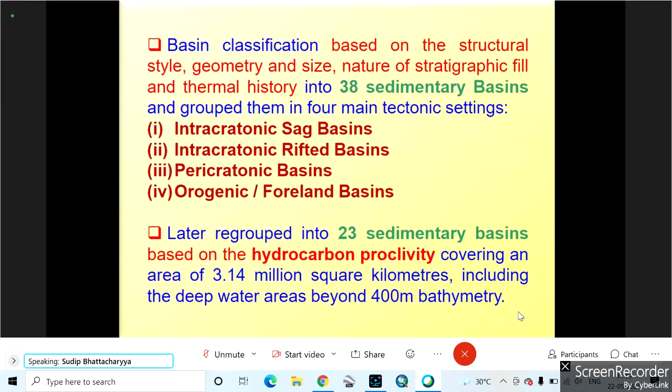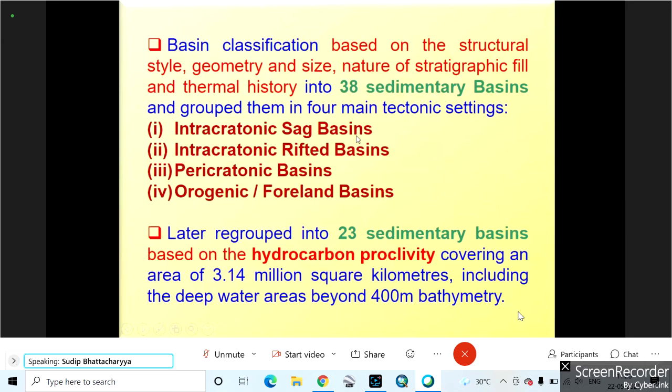So up to this, I think it is clear, because now it is very clear that within these 23 sedimentary basins, which are productive in respect of hydrocarbon prospectivity, the main tectonic settings are coming, the intracratonic rifted basin number 2, pericratonic basin number 3, and orogenic foreland basin number 4.